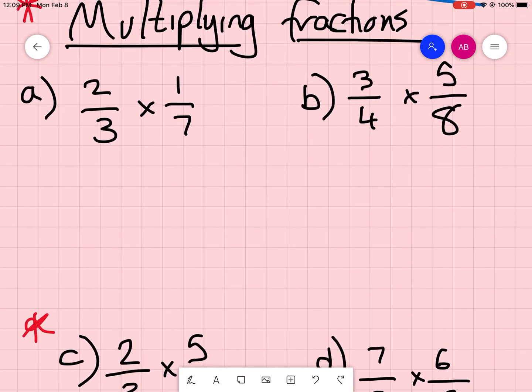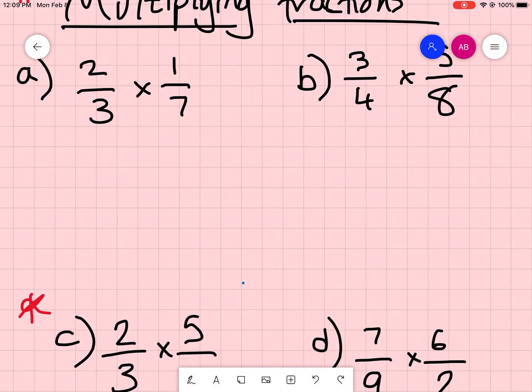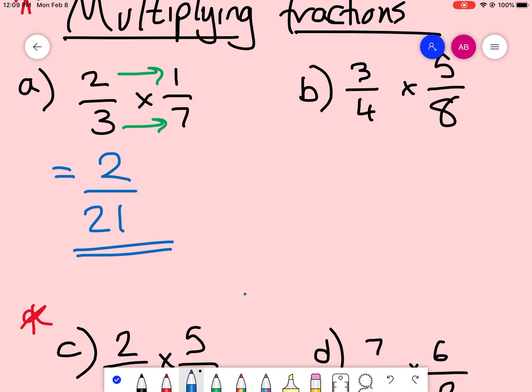So multiplying fractions is what we are looking at today, and I always find multiplying fractions the easiest to understand. When I'm thinking about multiplying anything, the fraction process seems to be the one that makes the most sense. So when we are multiplying fractions, we simply multiply the two top numbers to get our numerator. So 2 times 1 in this case is 2. And then we multiply our two denominators to get the denominator, which is 21. And that is us completed.